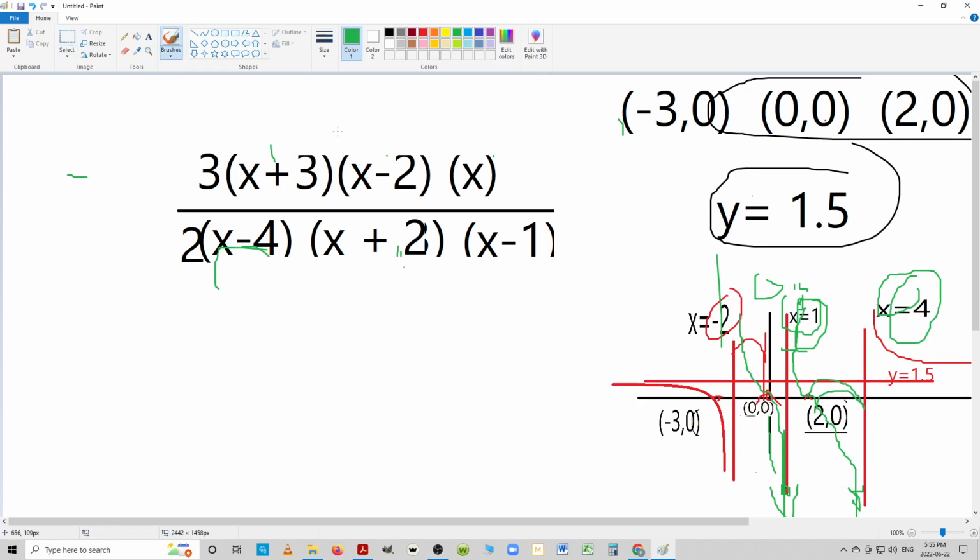So we do 5, it's going to be positive. 5 here is going to be positive here. 5 here is going to be positive. It's going to be positive, positive, positive. So we can see that it is indeed over here.